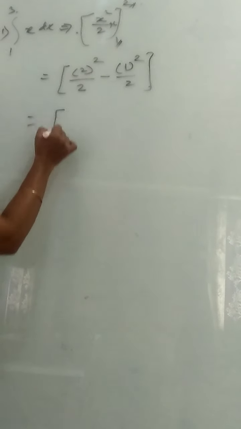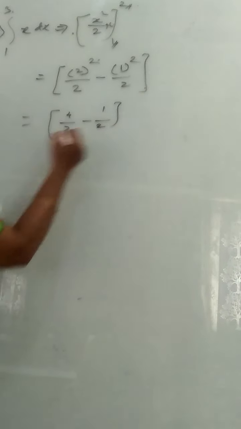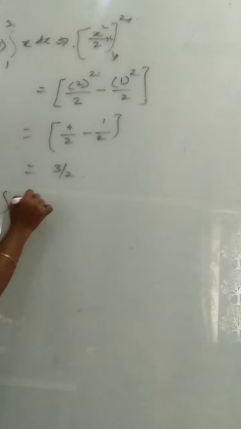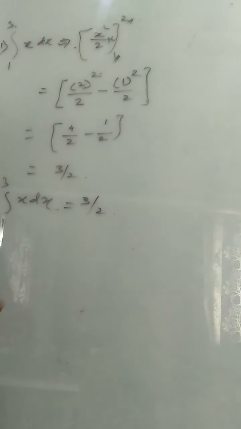Simplify the term: 2 square is 4 by 2 minus 1 square is 1 divided by 2, that is equal to 3 by 2. Therefore the integration of x dx with limits 1 to 2 is equal to 3 by 2.